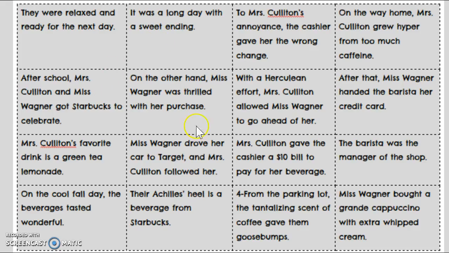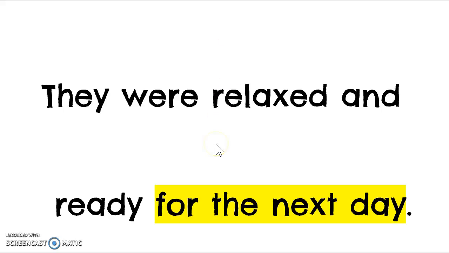All right, so now on your gray paper, you have a bunch of sentences that look like this. It looks very overwhelming at first, so I want you to just think about working one sentence at a time. Let's start with this one. They were relaxed and ready for the next day. Go find that sentence on your gray paper, and we're going to go through the process of highlighting the prepositional phrase for the next day, looking for a subject.